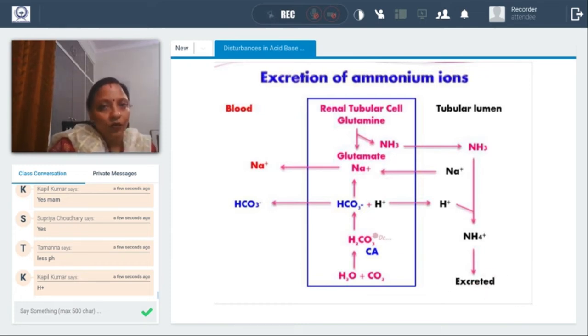So is it clear to all of you? Excretion of ammonium ions. The basic thing is that sodium reabsorbs, bicarbonate reabsorbs, hydrogen ions, and titrable acidity or excretion of ammonium ions occur by the renal regulation of acid-base balance.